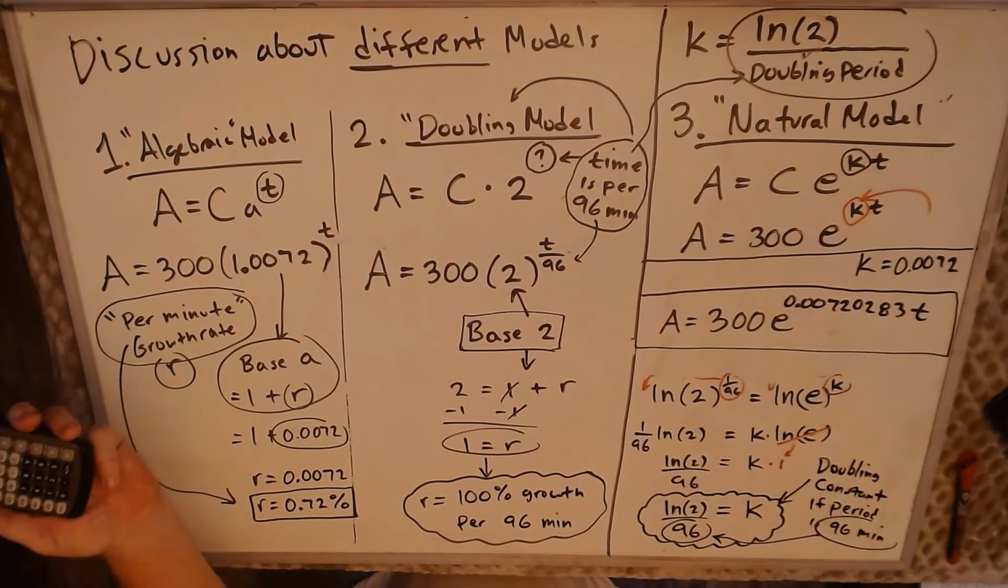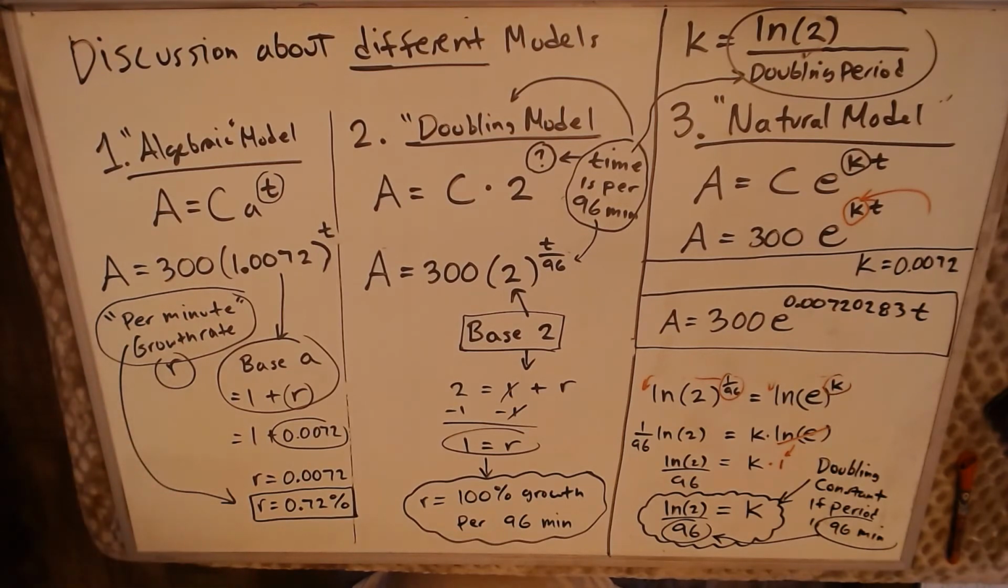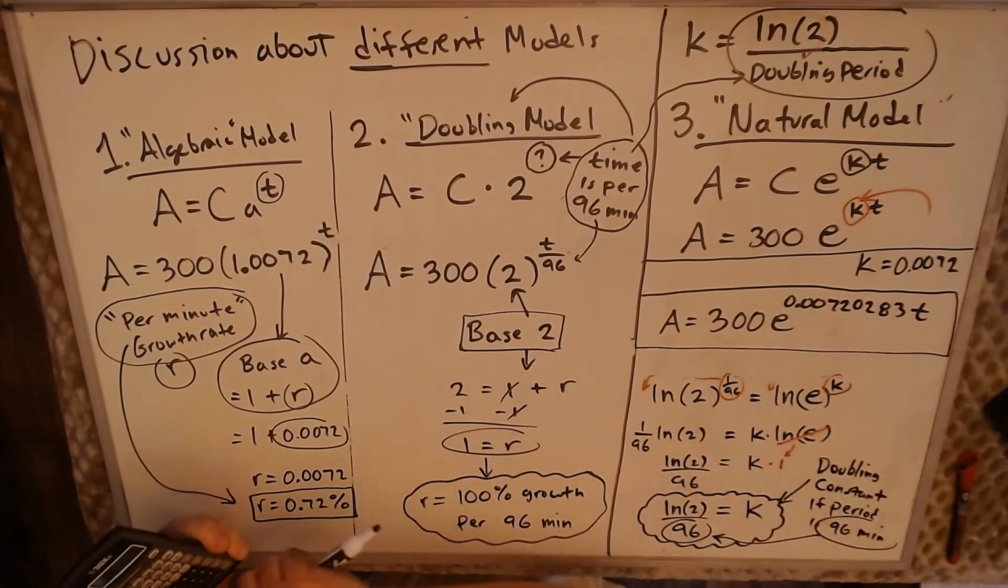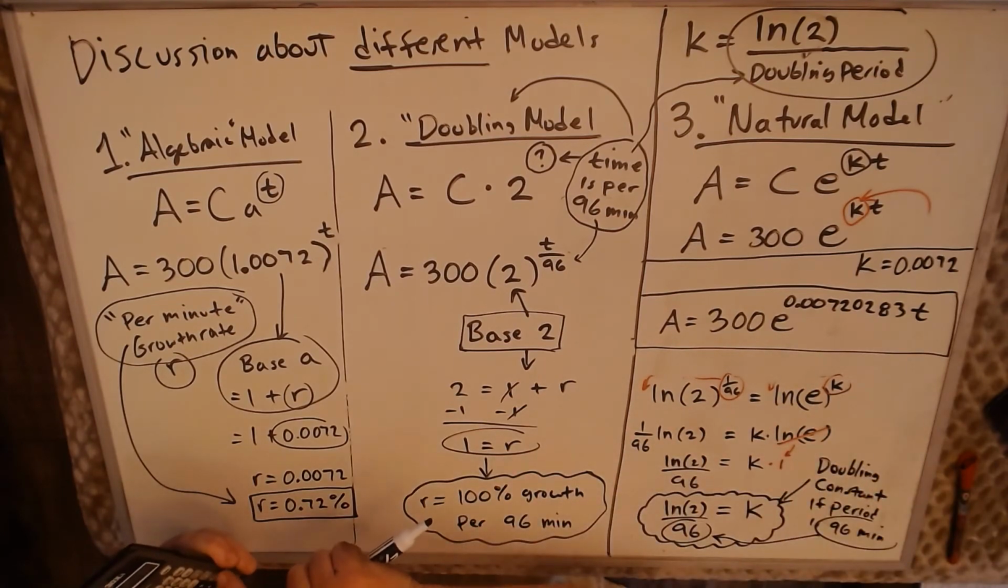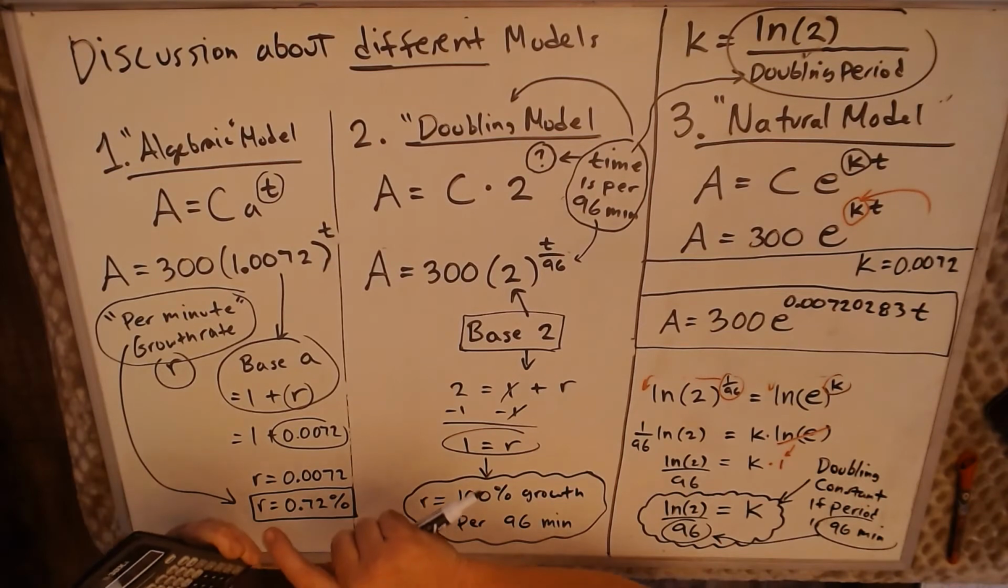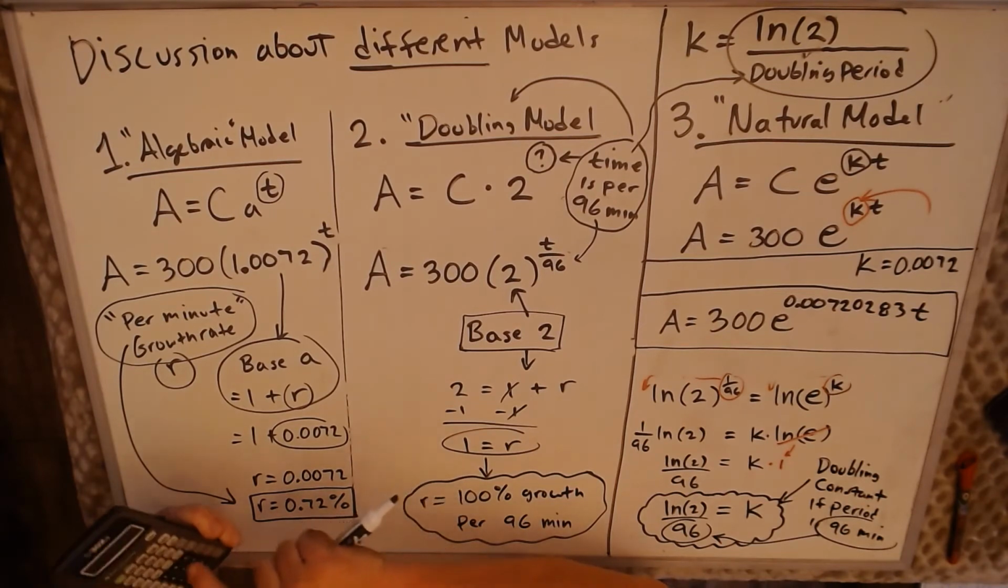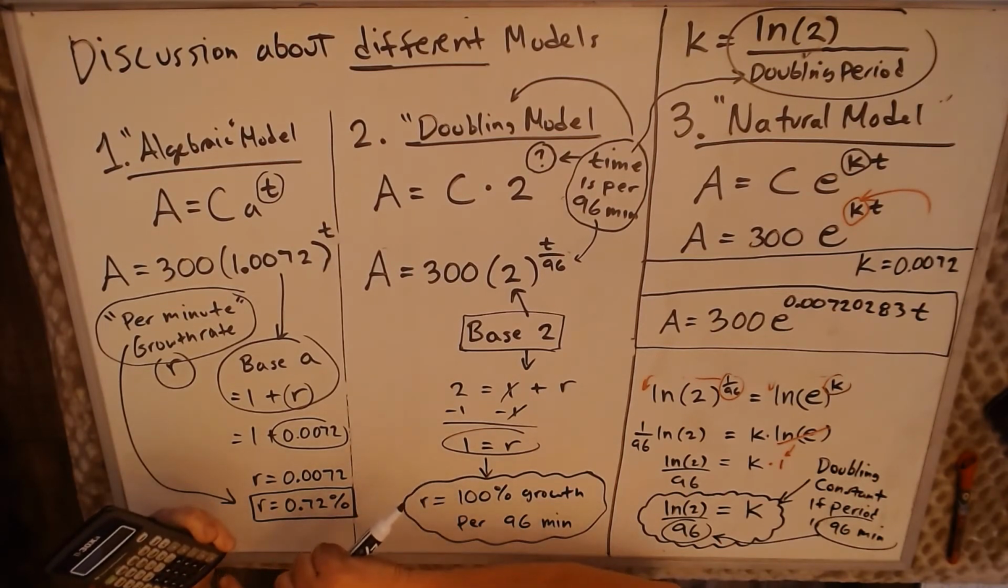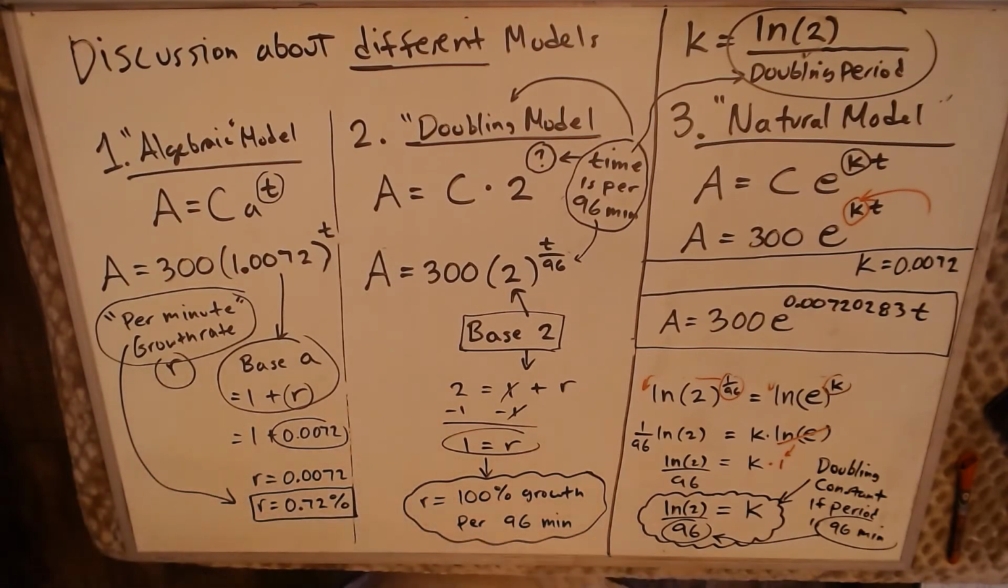Four-thirds ln, and then it was the 96th root of that. So it was, no, it was the 40th root. No, that's not right. Yeah, anyway.